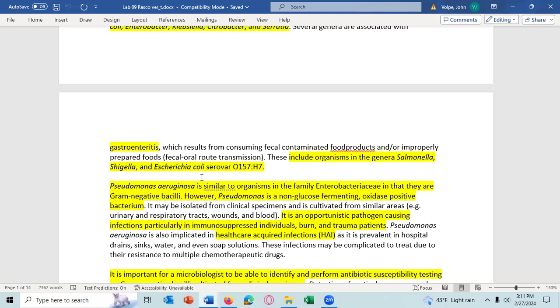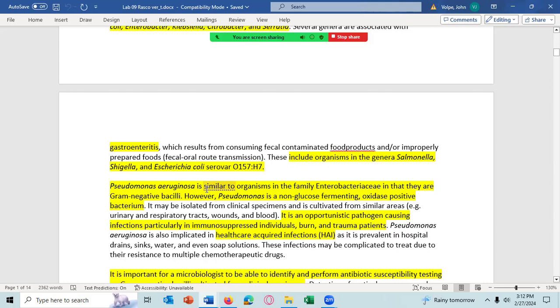All right. Similar to the family Enterobacteriaceae, there's the family Pseudomonadaceae. Pseudomonas aeruginosa is a human pathogen. However, we generally call it an opportunistic pathogen because it does not tend to infect individuals who are of normal health and have normal intact skin and mucous membranes.